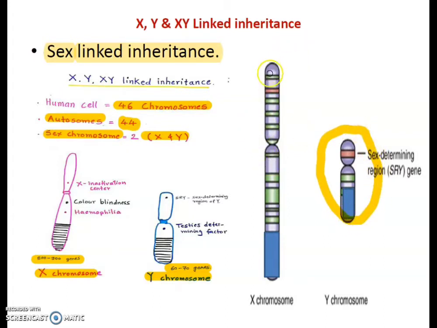On the X chromosome there are 800 to 900 genes present, and not all of these genes determine the sex, but some genes on the X chromosome also determine the body character. While the Y chromosome is small, the majority of its genes determine the sex, but a few genes present on the Y chromosome also determine the body character. So the genes present on the Y chromosome are called Y-linked genes, and the genes present on the X chromosome are called X-linked genes.